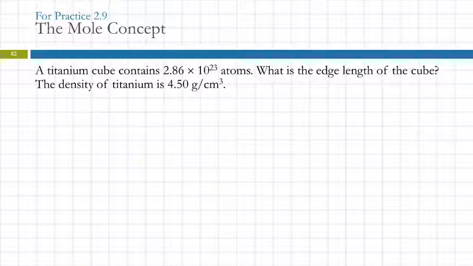So how do we do this? Read the whole question. Titanium cube contains 2.86 times 10 to the 23rd atoms. What is the edge length of the cube? The density of titanium is 4.50 grams per cubic centimeter. You read through the problem. Now let's take the numbers and write them down with their units. So the first number given, 2.86 times 10 to the 23rd atoms.